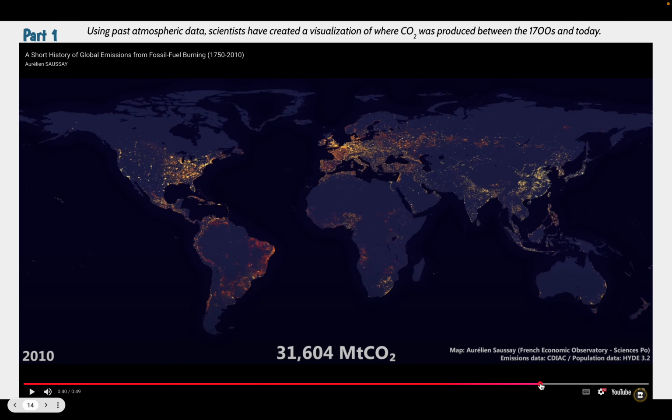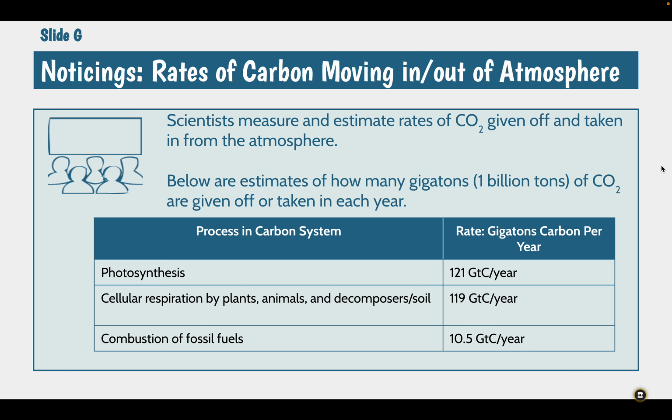So when I back up the video to 2010 and I see all these illuminated places, meaning they are emitting a lot of CO2, I notice something. I notice that some of the most populated locations in our world are the ones emitting the most CO2, which makes a lot of sense.